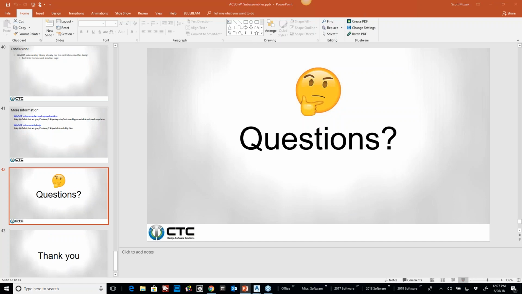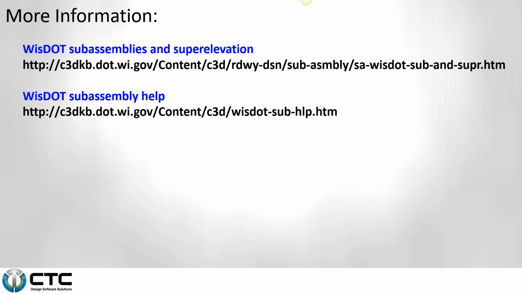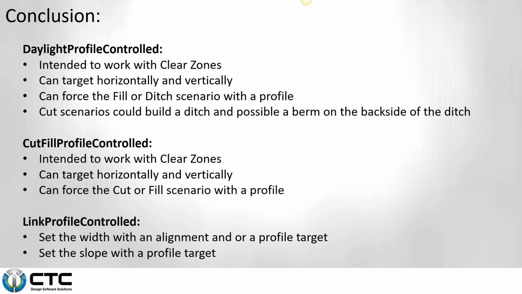We'll open that back up, and I'll throw my conclusions out there one more time. The daylight profile controlled is intended to work with clear zones, targeting horizontally and vertically. You can force the fill or ditch scenario with a profile. Cut scenarios can build a ditch and a possible berm on the backside of the ditch. The cut fill profile is very similar to the daylight. You just don't get the ditch or the berm, but I can still force a cut or fill scenario, and then target horizontally and vertically.